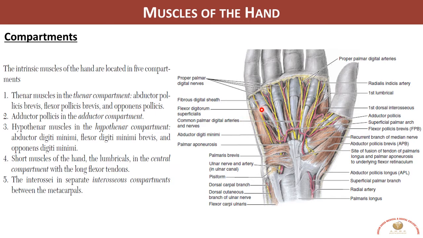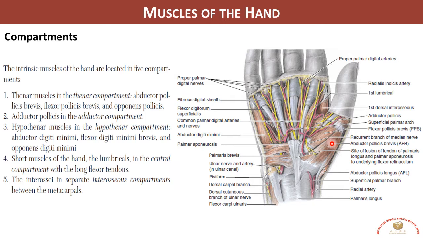So you can see here that the thenar muscles form the thenar eminence on the lateral surface of the palm, and they are chiefly responsible for opposition of the thumb. This is basically the thenar compartment where the thenar muscles are present.